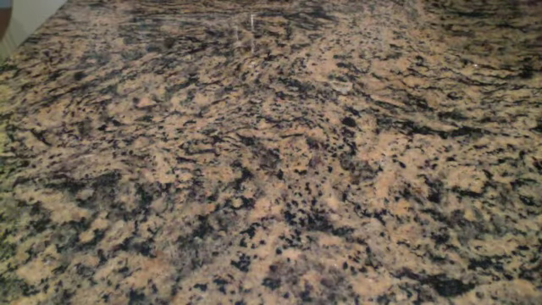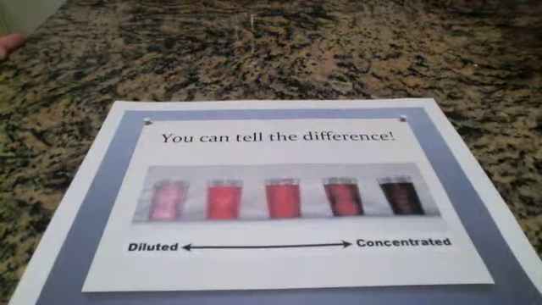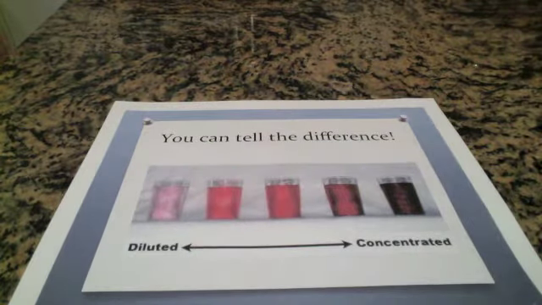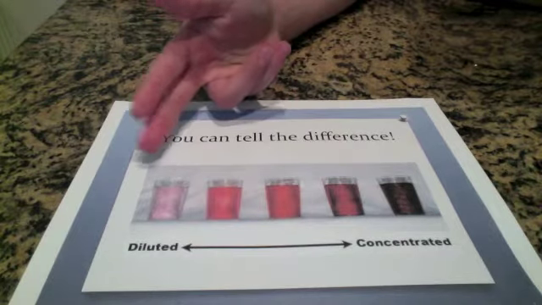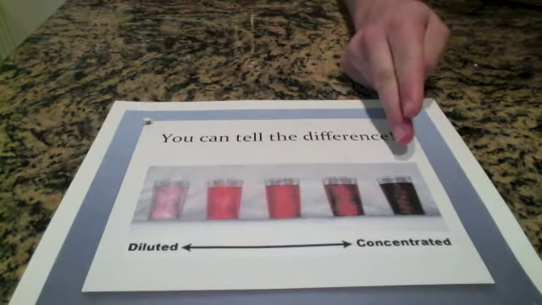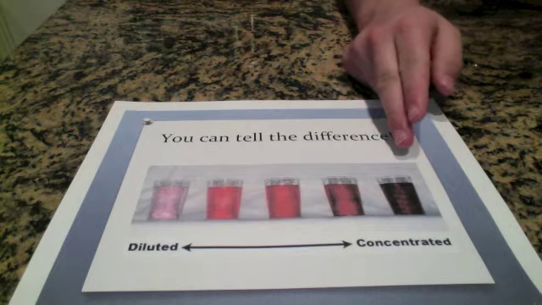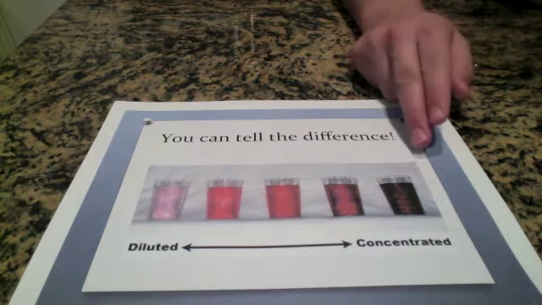Question. Can you tell the difference between diluted and concentrated? Which one's diluted? Obviously, the more transparent one is diluted. On the other hand, the more translucent one is concentrated because you cannot see through it very clearly.